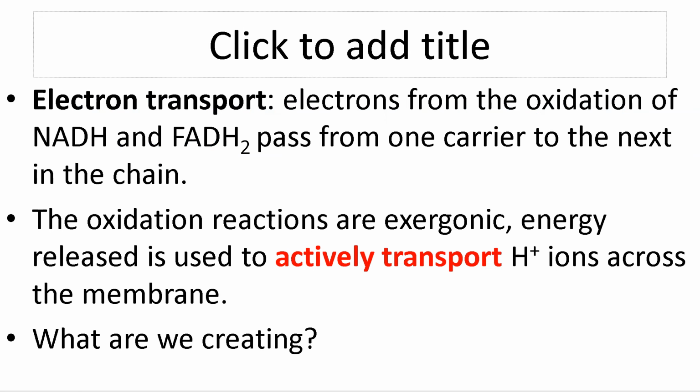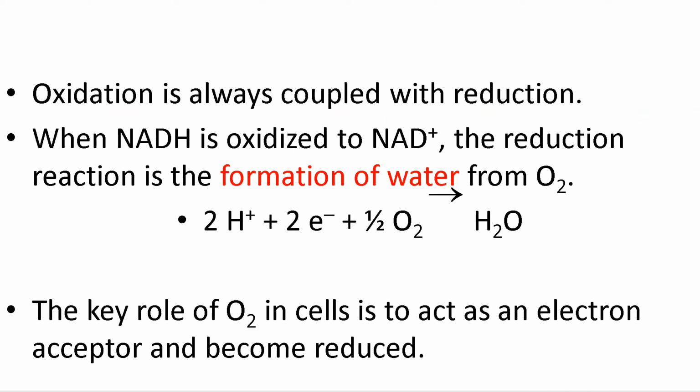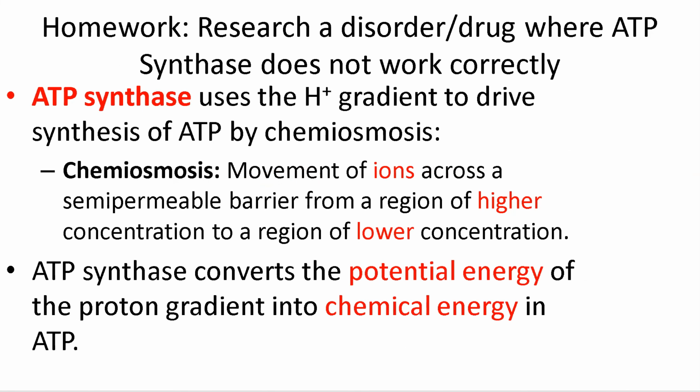So again, active transport, we're creating a hydrogen ion dam. Oxidation is always coupled with reduction, right? So we're oxidizing NADH. We have to reduce something. And so what do we reduce? Oxygen gas, the final electron acceptor, making water, which we either use or excrete as waste. And so ATP synthase uses the hydrogen ion gradient to drive the synthesis of it through chemiosmosis.